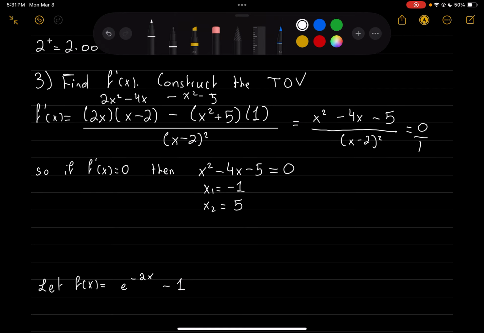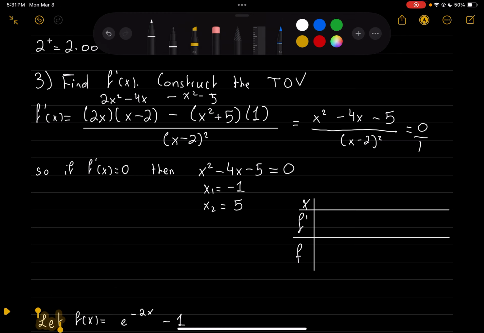So now, once we draw our table, hold on, let me make it straight. So x belongs in the first row, f prime belongs in the second row, and f belongs in the third row. The first thing you need to do is put the domain and the critical points in the first row. So it's going to be minus infinity, positive infinity. We also have a discontinuity at 2, so we're going to draw a wall.